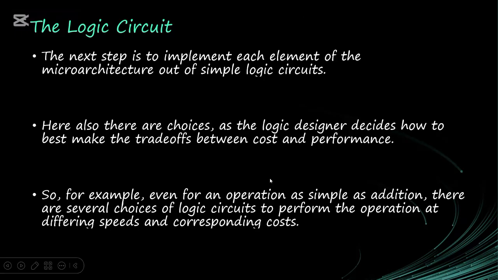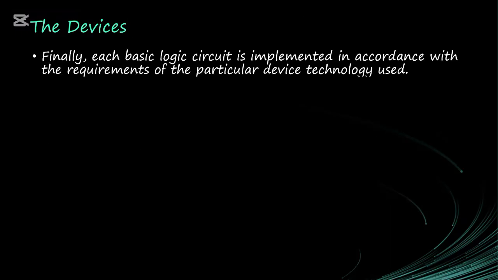I believe you understand what we are doing here. We go from problem statement to writing an algorithm for the problem statement, then writing a program for that algorithm. Then from the program we get to the ISA, which is the architecture of the computer. Then we get to the implementation of the ISA. The logic circuits are what we use to implement this ISA and create the physical component that performs the operations of this computer. And then the devices: finally, each logic circuit is implemented in accordance with a particular technology.